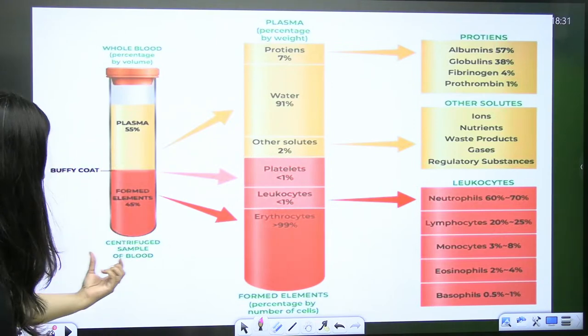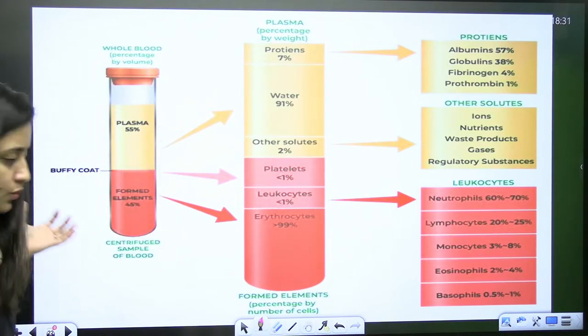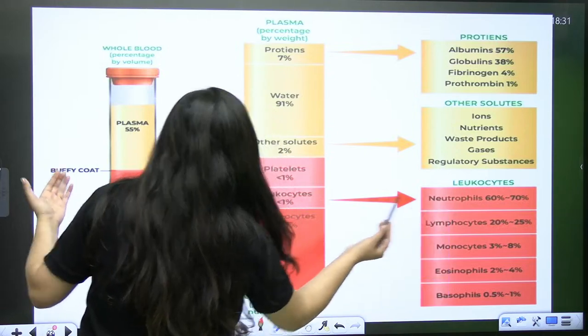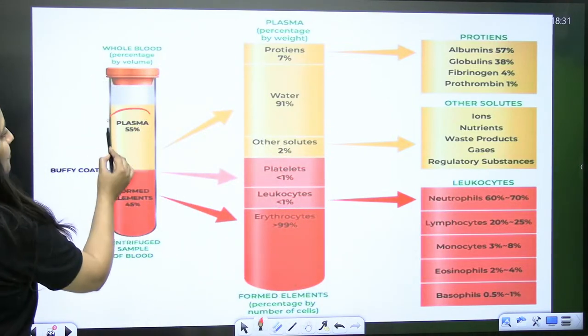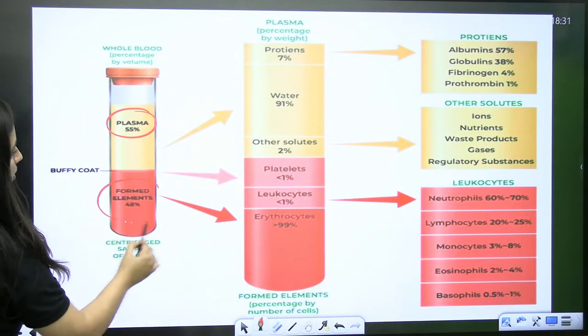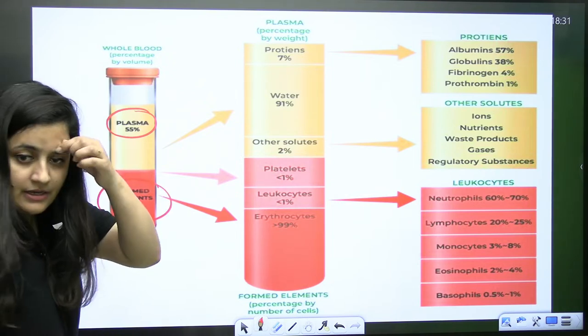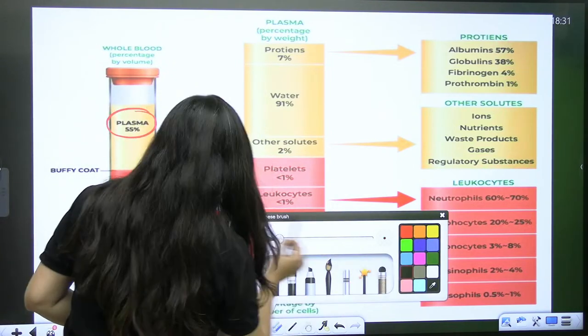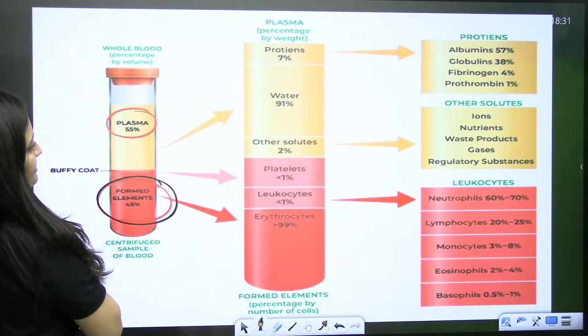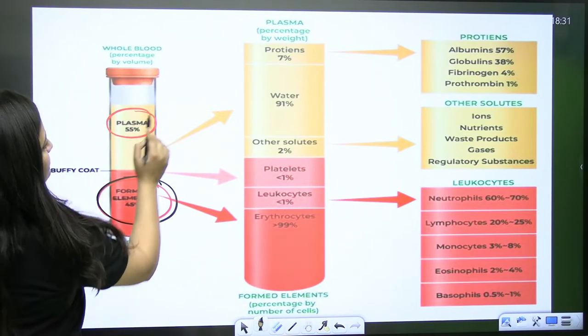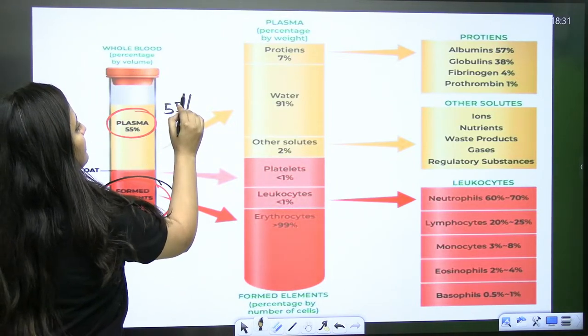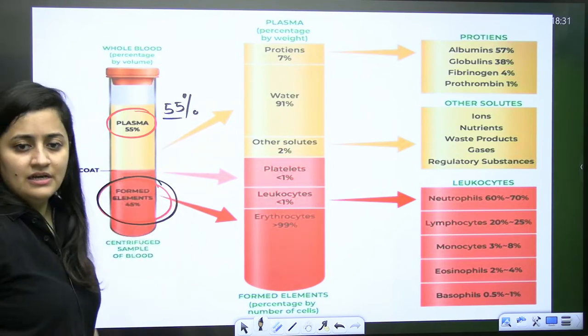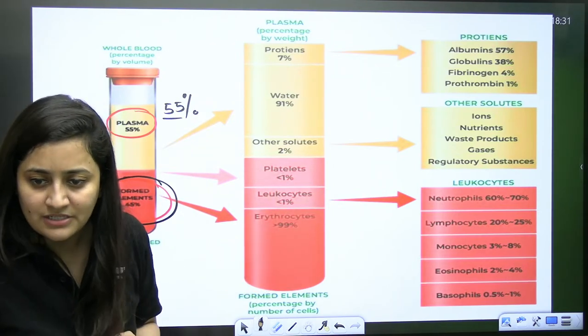So this is a centrifuged sample of blood. Plasma is 55% and the formed element is 45%. Now when you look at this plasma, what do you have here in the plasma? Let's talk about that first.